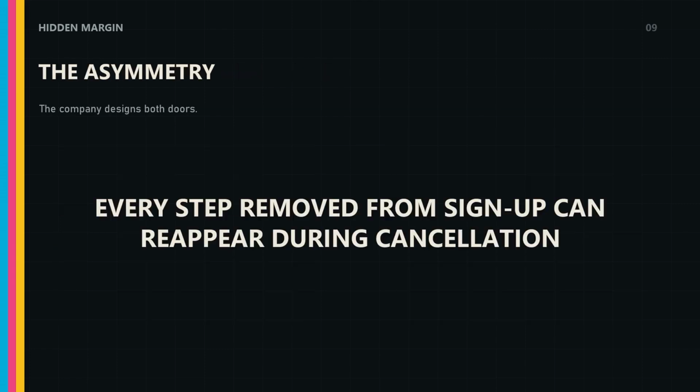The asymmetry is the clue. Companies control both doors. Every field removed from sign-up can reappear during cancellation. Every shortcut offered during enrollment can become a detour during exit. When one direction is effortless and the other is exhausting, the difference deserves an economic explanation.